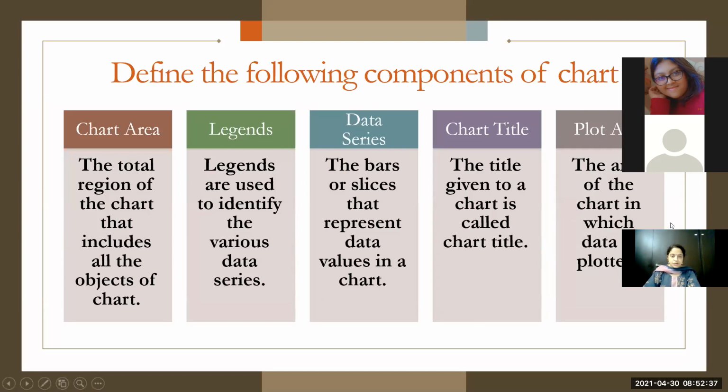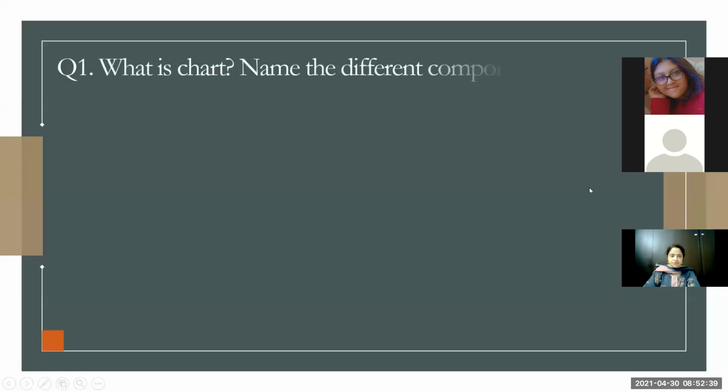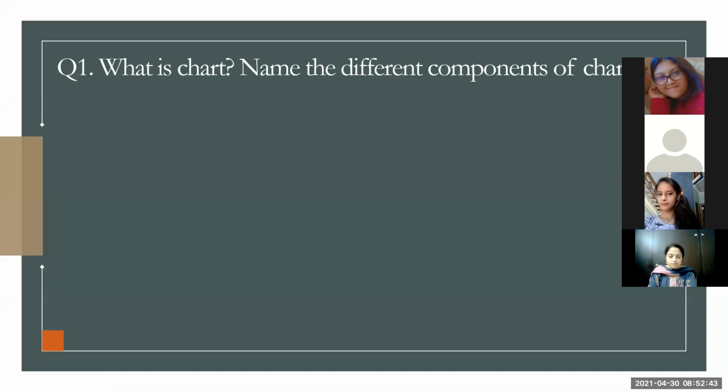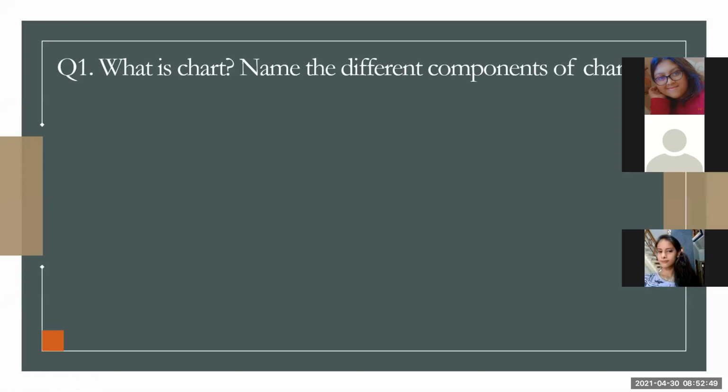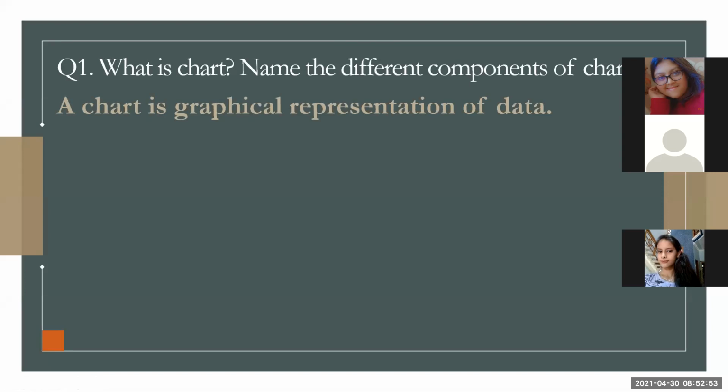Okay. Next one, question answers. First question, what is chart? Very easy. A chart is a graphical representation of data in which the data is represented by symbols. Okay, that is a graphical representation of data. A chart is a graphical representation of data.